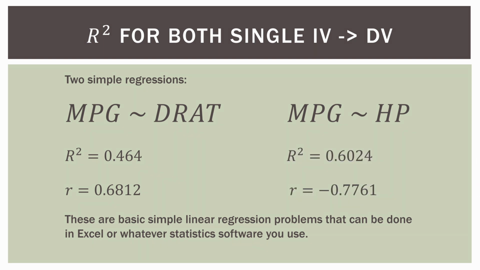In this case, we get an R squared of 0.6024. So that R squared is higher than DRAT. So it appears that horsepower explains about 60% of the variance in miles per gallon in this single model. And then we take the square root, and we have 0.7761, but we have to remember that the relationship here is negative. So we have to make sure we put the negative sign in front of that correlation coefficient. So here's where we are in a 1-to-1 relationship between IV and DV.